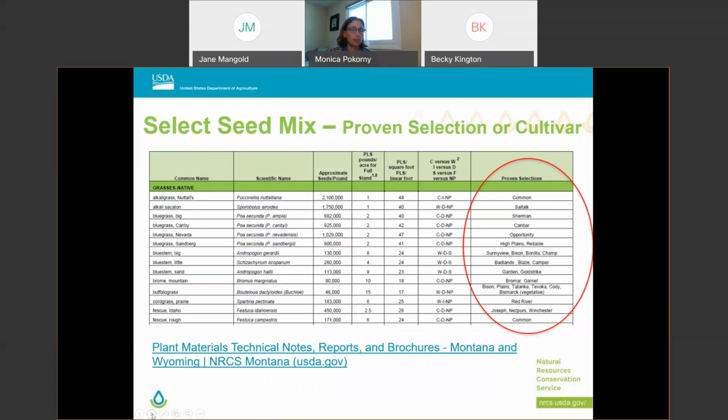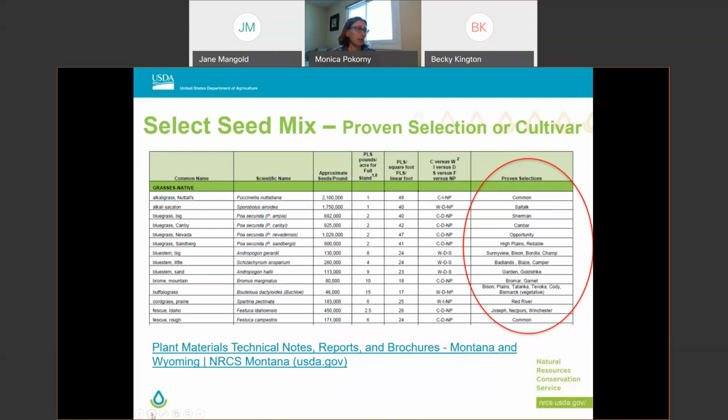Okay, so one thing that's really important when you're selecting a species to seed and you're going to buy seed is to make sure that you're buying a proven selection or a cultivar that we know does well in Montana.